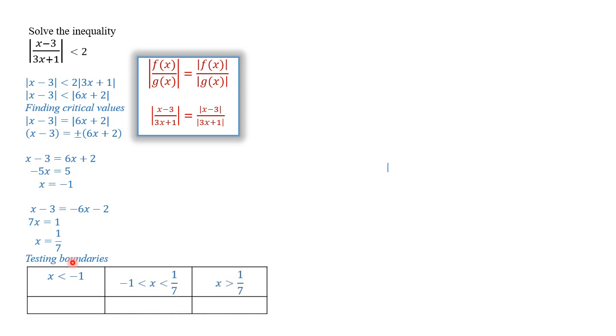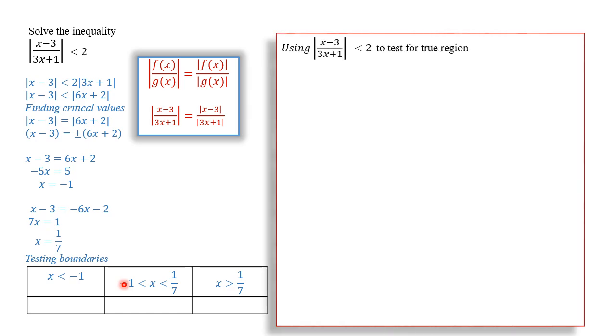Alright, so we are testing here. So it's x less than minus 1, which is your smallest critical value. Then minus 1 less than x less than 1 over 7. Then we have x greater than 1 over 7 here. Alright, so now we are testing these regions using this inequality: modulus of x minus 3 over 3x plus 1 less than 2.